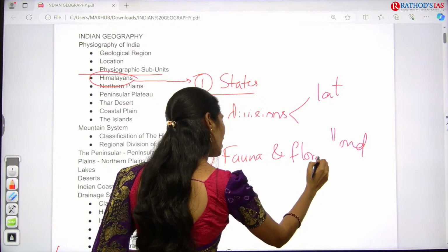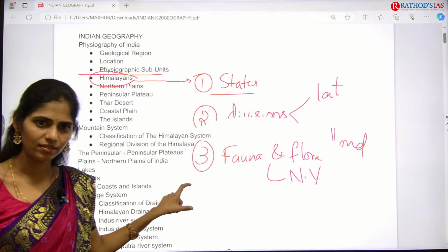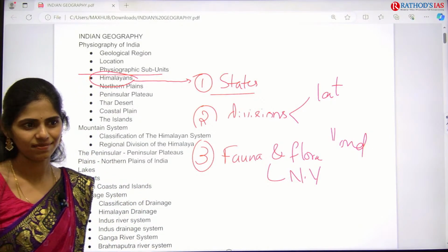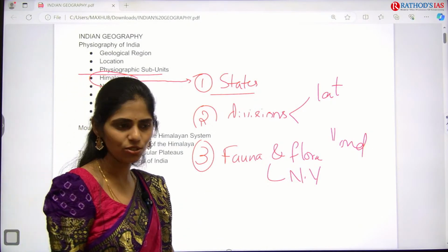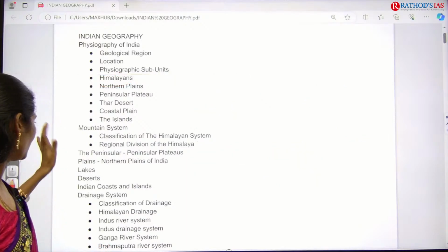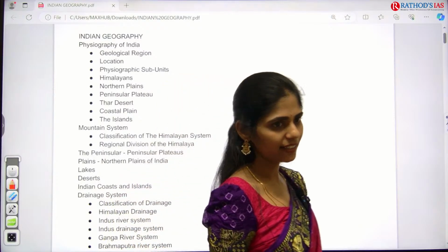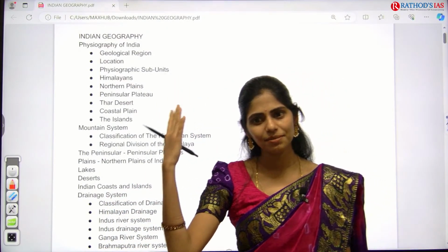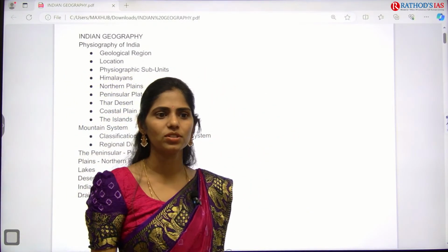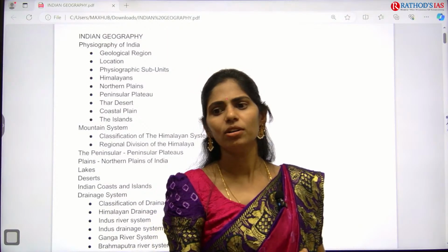This fauna and flora actually belongs to our topic of natural vegetation, but you can have a little bit of idea about that, because snow leopards are seen here, and recently the snow leopard census has been released. So that whenever you are reading current affairs, you can easily connect with that. I will be letting you know that also. So this is about the Himalayas, and even you have to see which rivers originated, because in our drainage system we will be studying the Himalayan river system and Peninsular river system. The rivers which originate from the Himalayas come under the Himalayan river system, and it is very important.